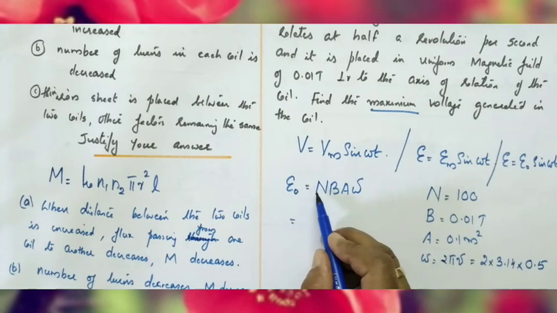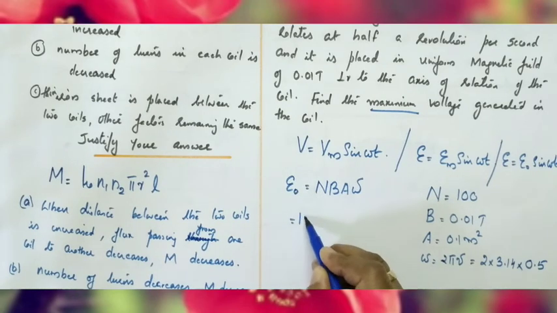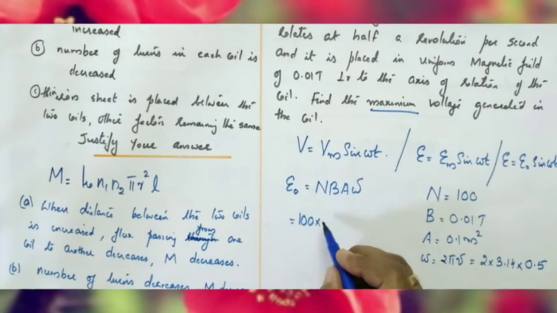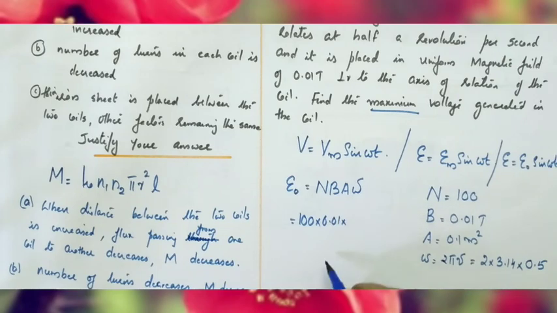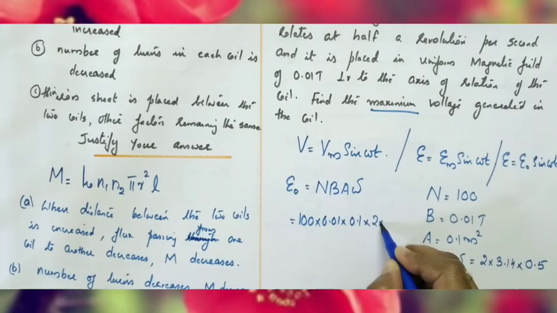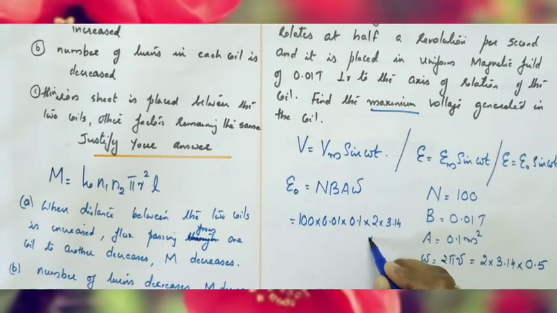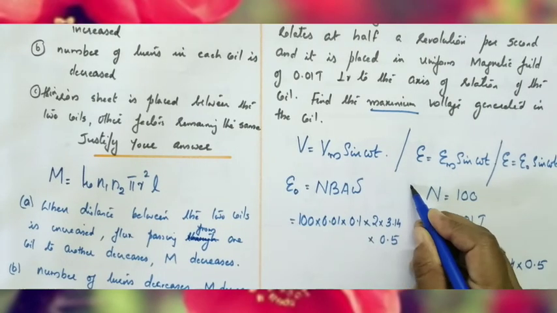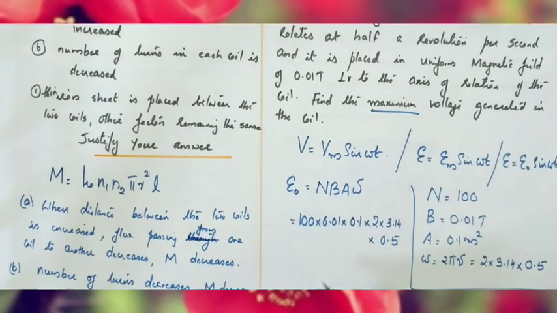Now we can substitute. The maximum voltage is N, that is 100, magnetic field 0.01, area 0.1 into omega. Omega is 2 into 3.14 into 0.5. Now if we substitute, the final answer is 0.314 volt. So the maximum voltage generated in the coil is 0.314 volt.